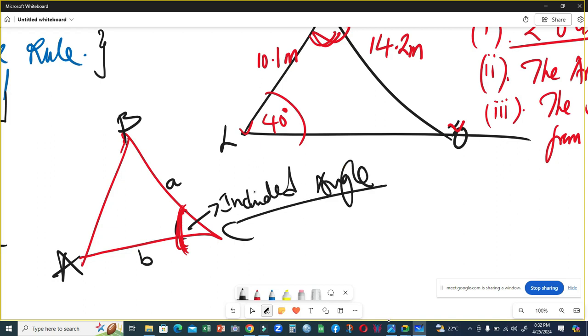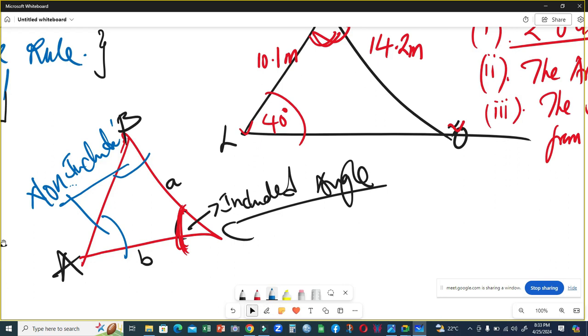If you have been given the sides a and b, and these sides a and b are meeting at angle C, then this angle C is called the included angle. And the other angles, this angle and this angle, are called non-included angles. So what are we saying about the sine rule? We can use the sine rule if you have been given any two sides and a non-included angle.